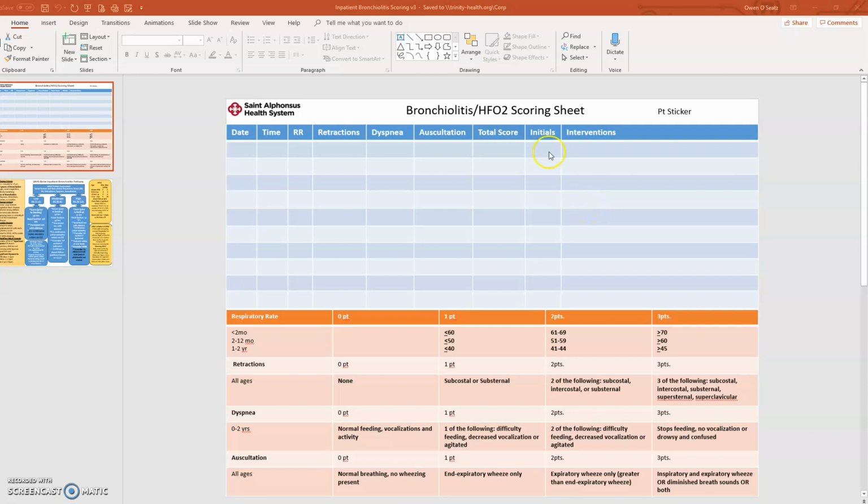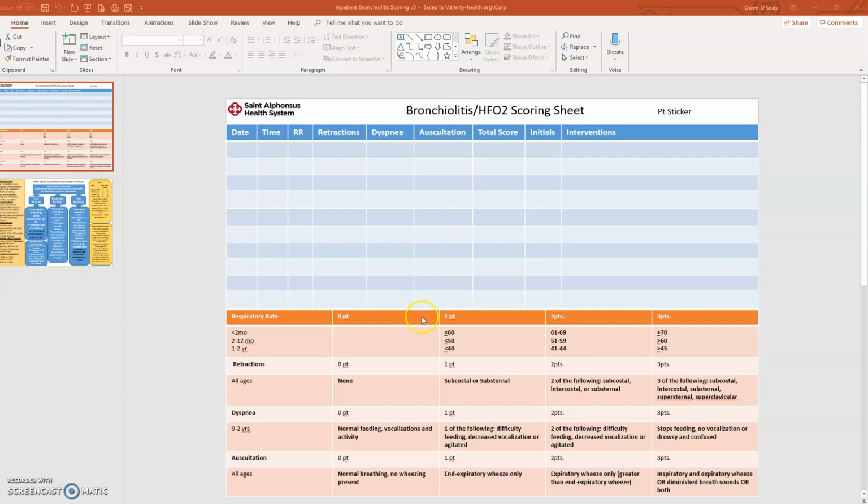Let's begin. This is your bronchiolitis scoring sheet for the bronchiolitis pathway. We did some revising of it. It is now going to parallel more precisely with the Seattle Children's model than any other previous models we've used before.